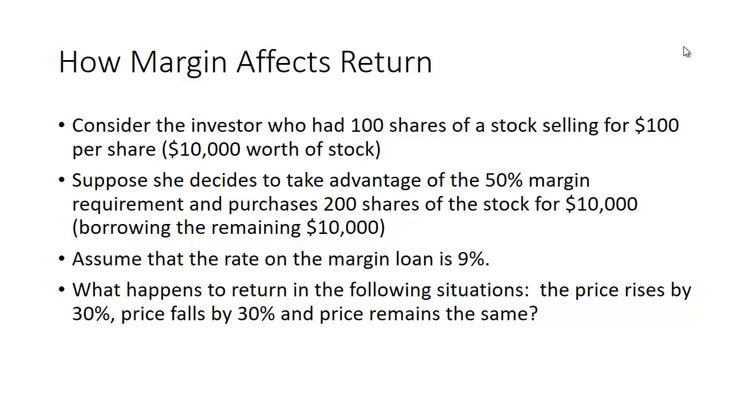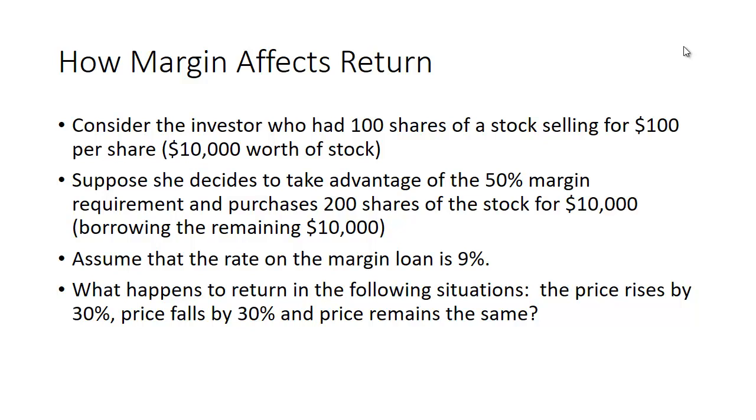All right, so finally, let's talk about how margin affects return. So let's consider the investor who had 100 shares of a stock selling for $100 per share, which is $10,000 worth of stock. Suppose she decides to take advantage of the 50% margin requirement and purchases 200 shares of the stock for $20,000, with $10,000 of her own and borrows the remaining $10,000. And let's assume that the rate on the margin loan is 9%. When you borrow money to buy the stock, you're going to pay interest on the loan.